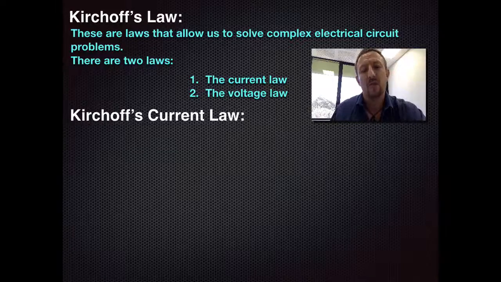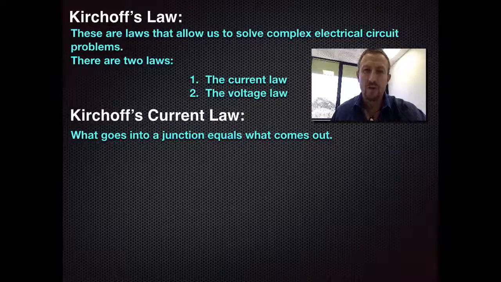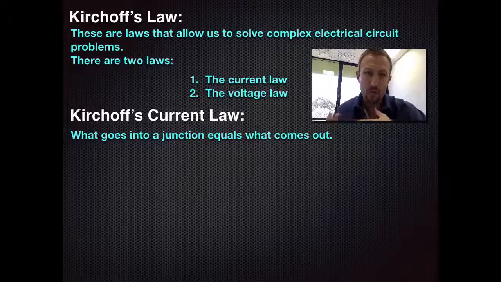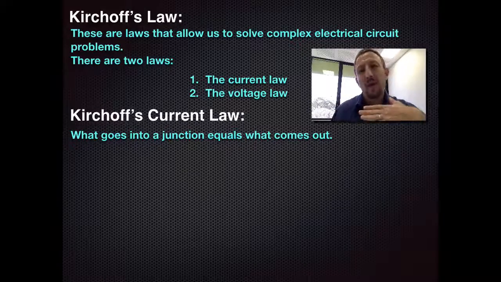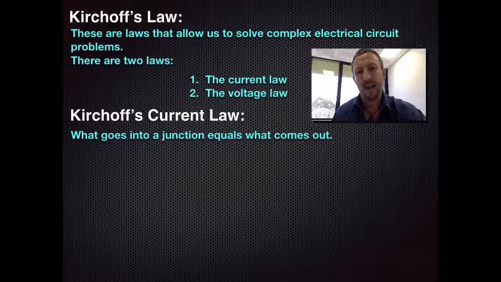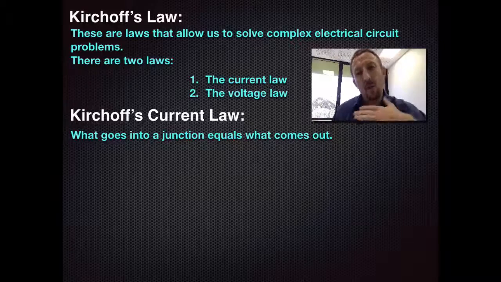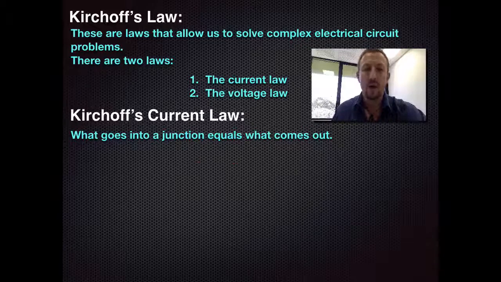So Kirchhoff's current law basically works on the premise that when you get a junction between two different currents or two different loops of a circuit, the amount of current going in must equal the amount of current going out. Again, it comes down to this energy conservation law. So what comes in must equal what comes out.